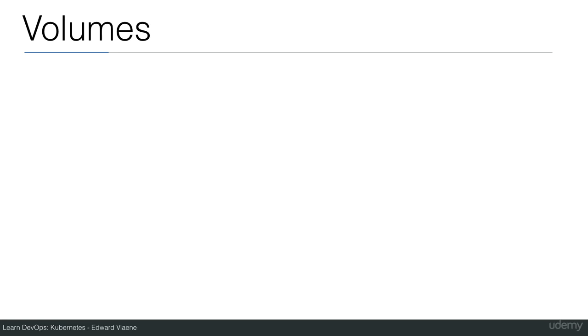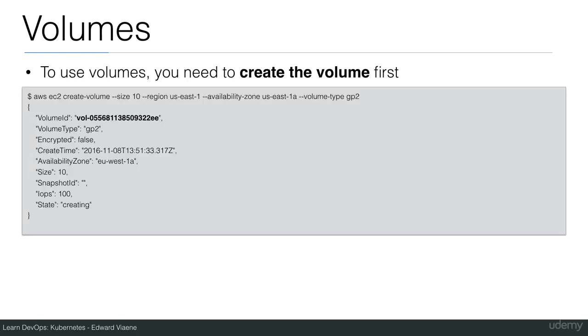So let's have a look at the definitions that we need to use to create volumes. To use volumes, you need to create a volume first. In the next lecture, I'll show you how we can do this automatically, but now we are going to do this manually. So here I'm using the AWS tool to create a volume in US East 1 that is 10 gigabytes of size. I'm also specifying the availability zone, which is US East 1A. And you need to note down this volume ID, because this is what we are going to need later on.